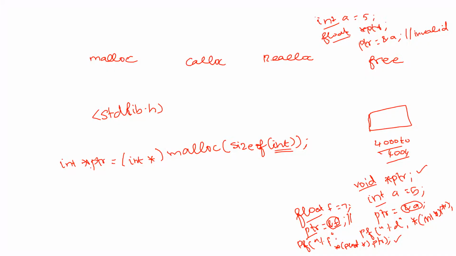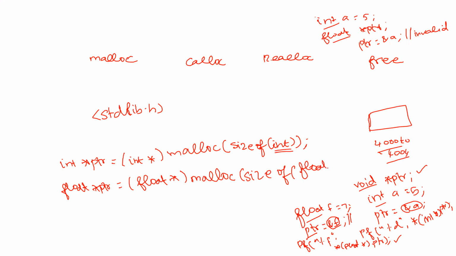Here malloc returns a void pointer. If you are allocating memory for data type int, we have to store it in an int pointer. If we are creating for float, we have to store the address in a float pointer, so malloc of sizeof float. I hope you are clear with this, because if we write int *ptr = &a, both lines can be written as int *ptr = &a.